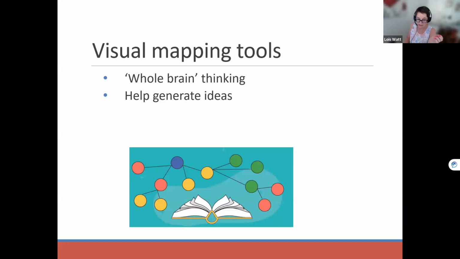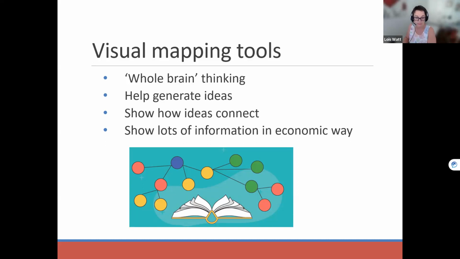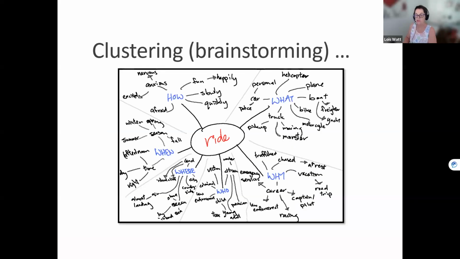It helps to generate ideas, and it shows how ideas connect. And we've learned already that connections are really important. And it shows lots of information in an economical way. So you can put the information into a visual map like this, as opposed to putting it in a page, which will take 2 pages of an A4 size. This will take half an A4 size. Sometimes it gets too busy for us though, but we can cluster our brainstorming.